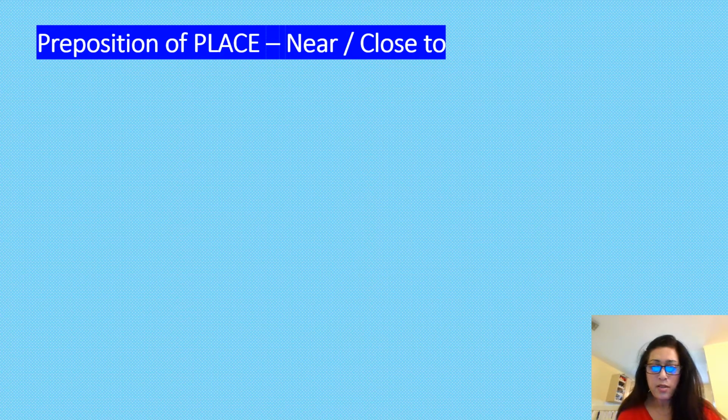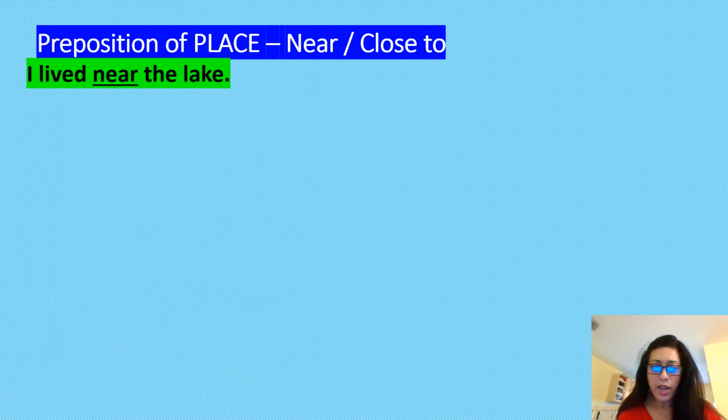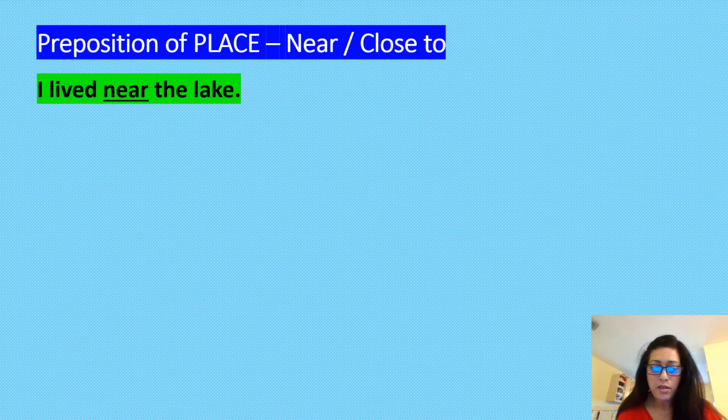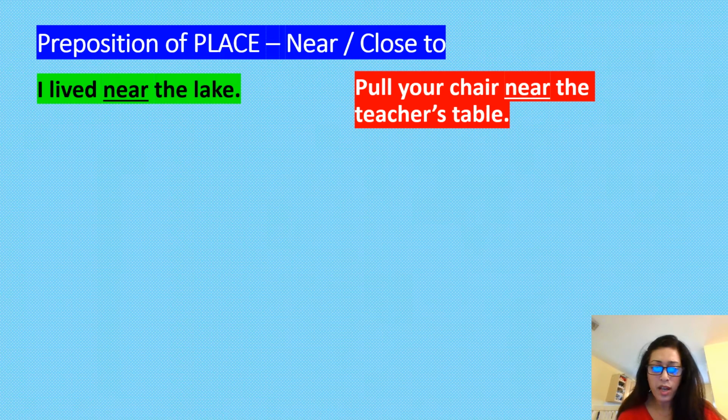Now the next one is near or close to. Near and close to again mean the same thing. It is similar to next to or beside, but there is more of a distance between the two things. So remember, near and close to is at a distance. It's a little farther than the other ones.